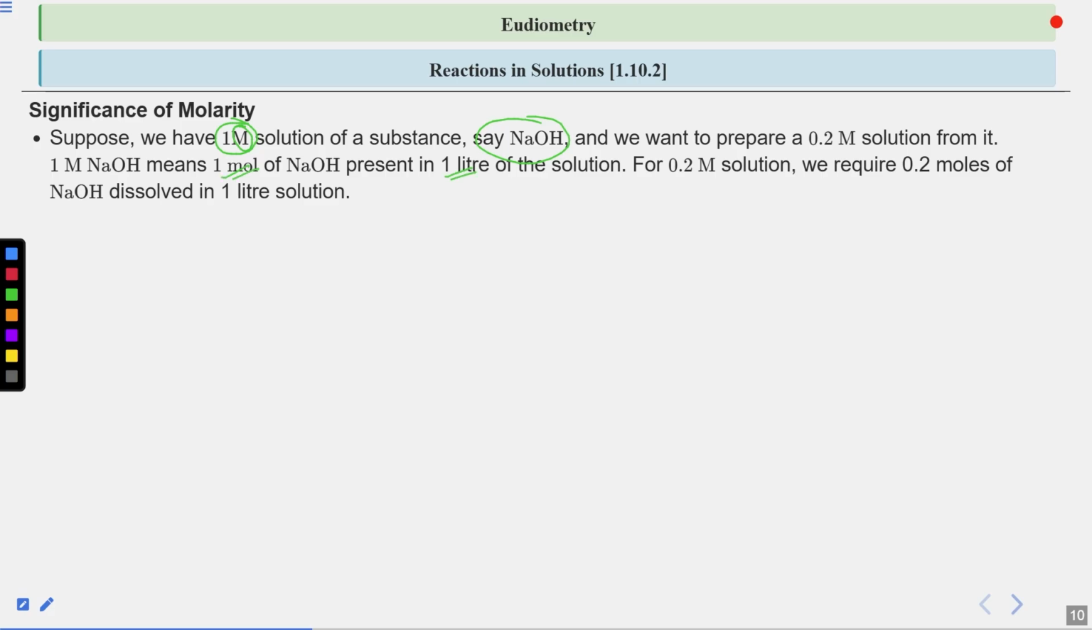Clear? Again, suppose you have taken 0.2 moles of a 0.2 molar solution. Then in that case, what will be the concentration? It will be 0.2 moles dissolved in 1 liter of the solution.